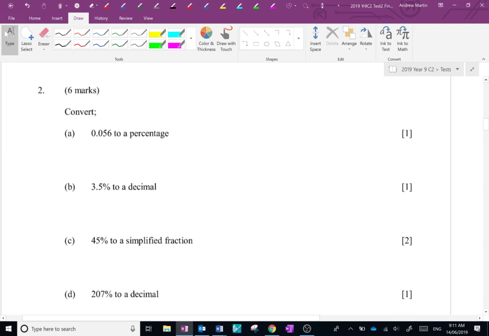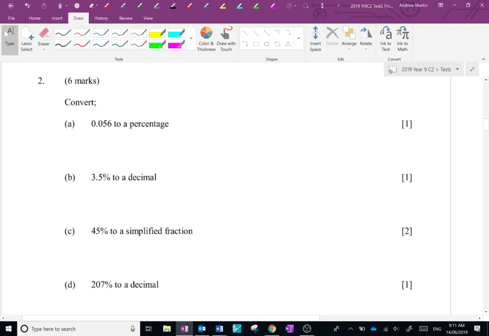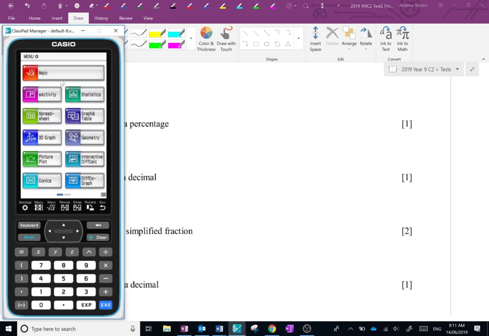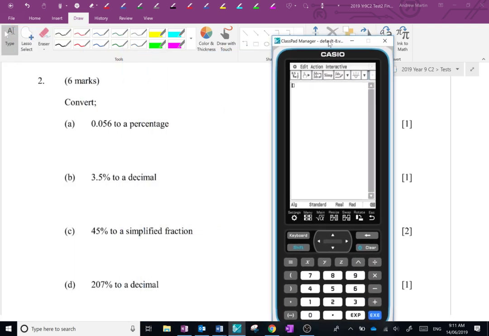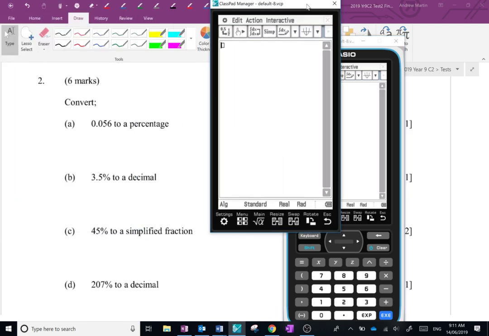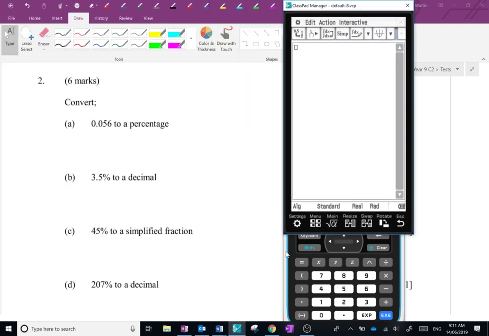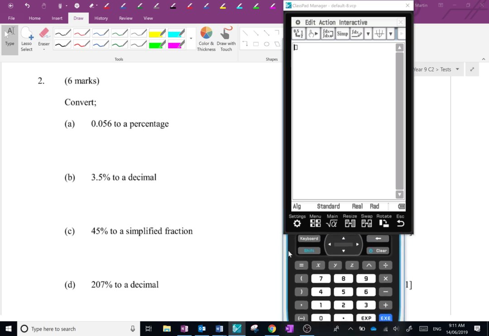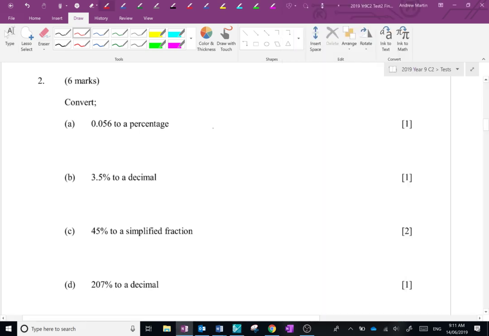Conversions. Convert 0.056 to a percentage. So nice and easy way to do this with a calculator. So all we need to do, converting a decimal to a percentage, is to multiply by 100. So we get 0.056 multiplied by 100, and if we get this, we press our SD button, switch it to 5.6%.